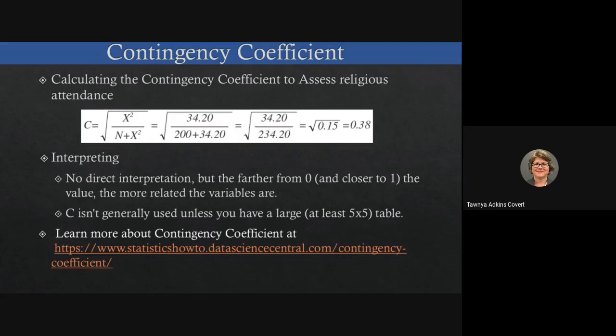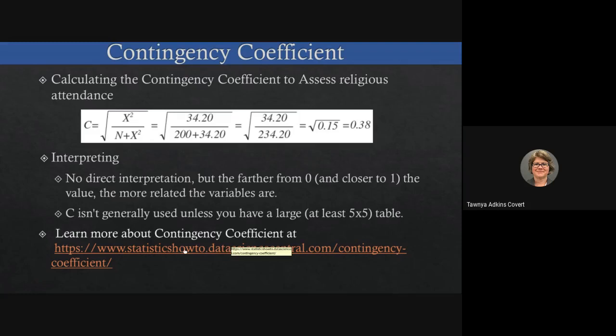Now, for the interpretation, there's no direct interpretation, but the closer we are to 1, the more related the variables are. And although I used it on a 2 by 2 here, we don't typically use the contingency coefficient unless we have a very large table, at least 5 by 5, meaning 5 categories for both the column variable and the row variable. And if you think about what's going on within the formula, again, we're accounting for the importance of sample size in the calculation of chi-square, and we're ending up with a ratio value that takes into account the sample size.